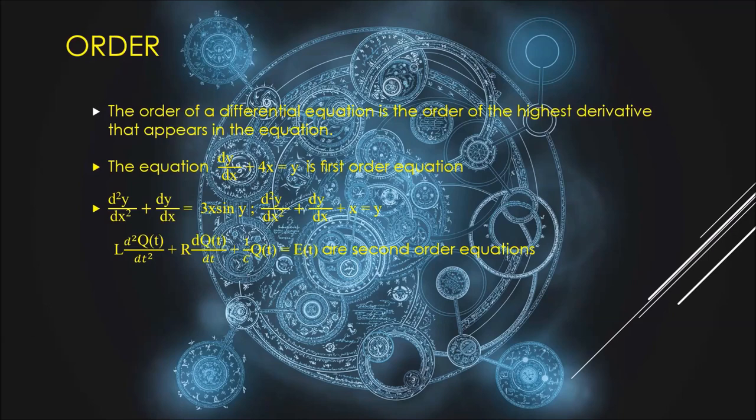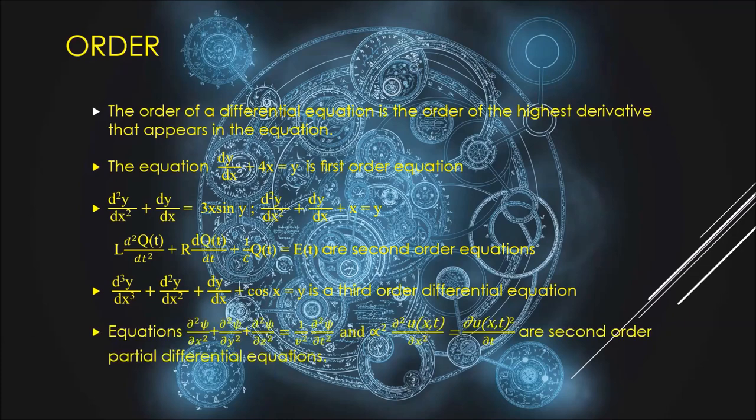and L d squared q sub t over dt squared plus R dq sub t over dt plus 1 over C q sub t equals E sub t are second order equations. d cubed y over dx cubed plus d squared y over dx squared plus dy over dx plus cosine x equals y is a third order differential equation. Equations such as the ones flashed on our screen are second order partial differential equations.